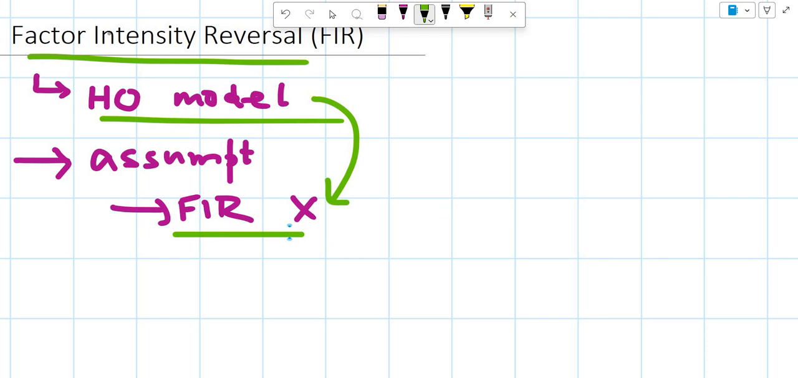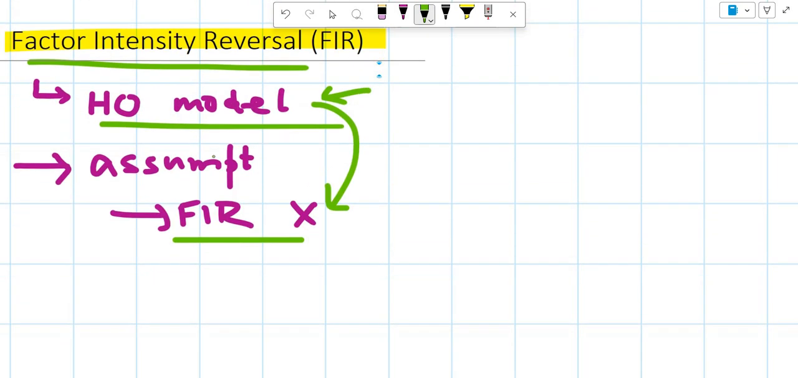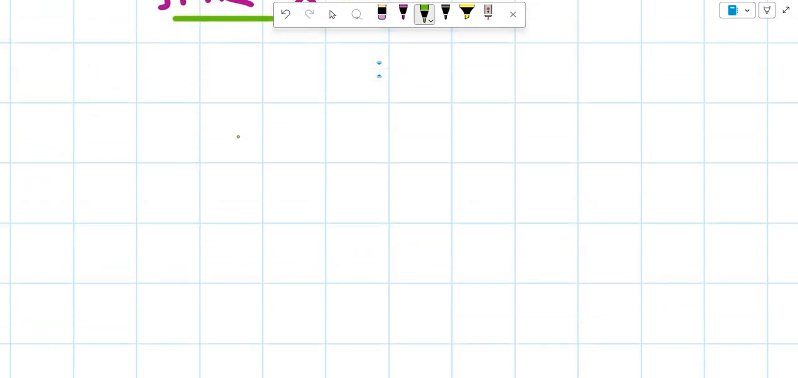So in today's video, we are going to be talking about just factor intensity reversal. We will not talk about the implications of having or not having factor intensity reversal in the HO model. We will just understand what the factor intensity reversal concept is.